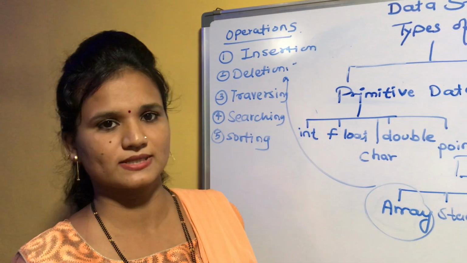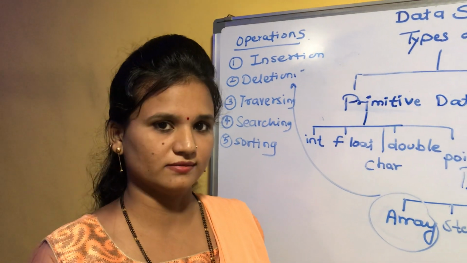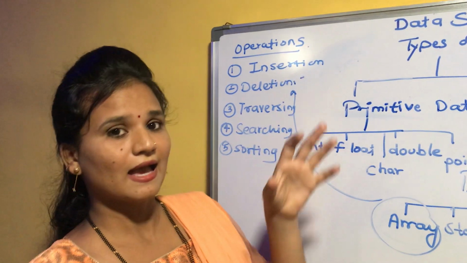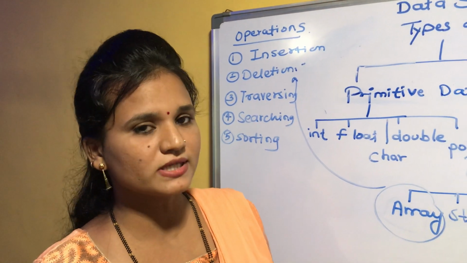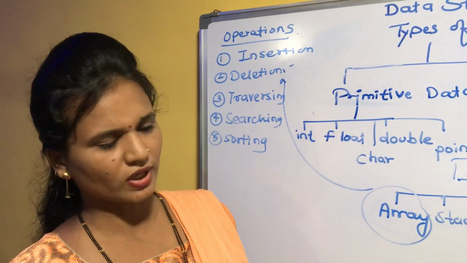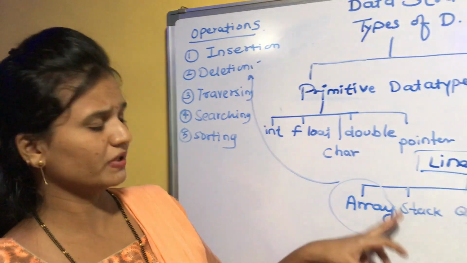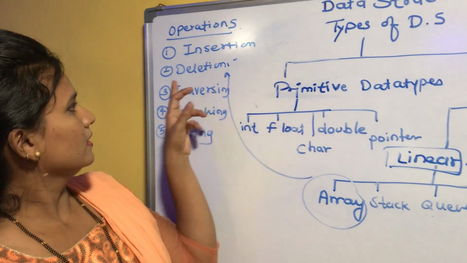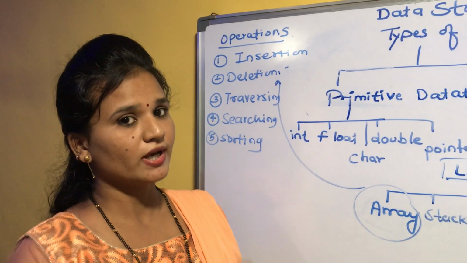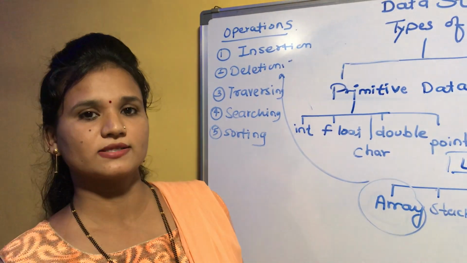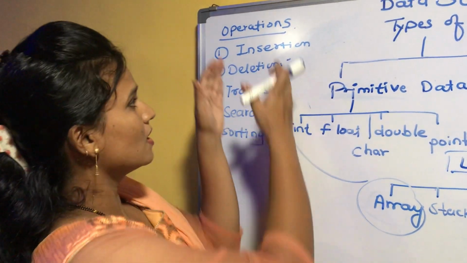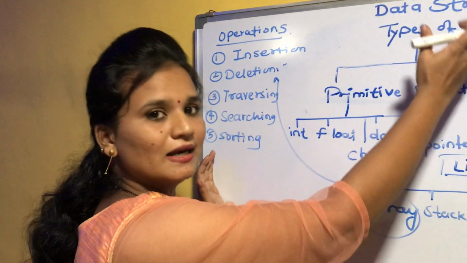As its name suggests, insertion means what? Adding. Okay, insertion means adding one or more elements into the data structure. Okay, we'll see the example with array, we'll see later. Then deletion. Deletion means what? Removing the element from the data structure. Why am I saying data structure? Because these operations we can perform on the data structure.